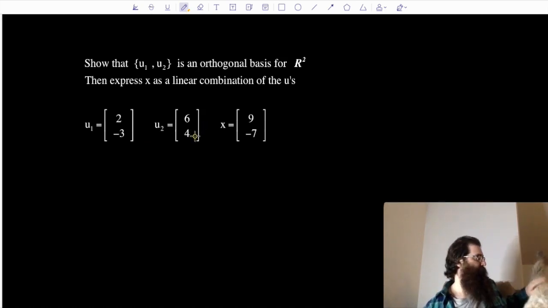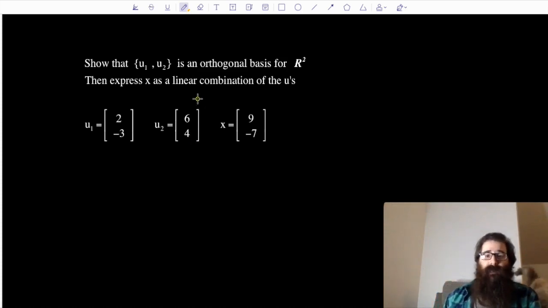What do you think about those orthogonal vectors? I know you're a cat, but what do you think about the orthogonal vectors? She says they're great.